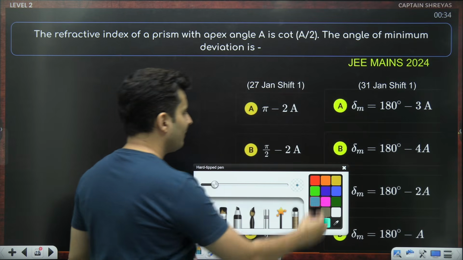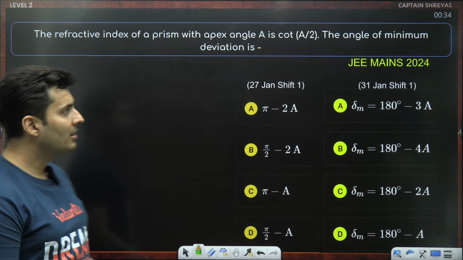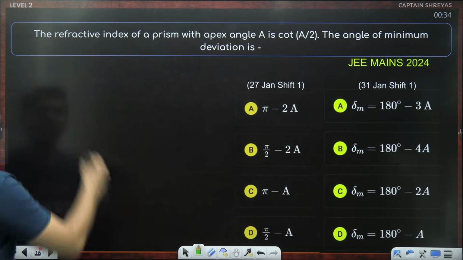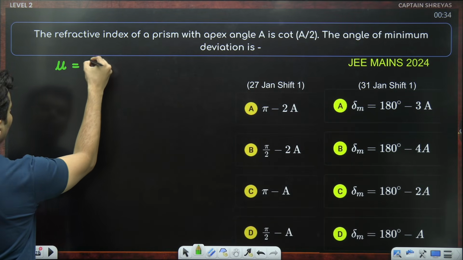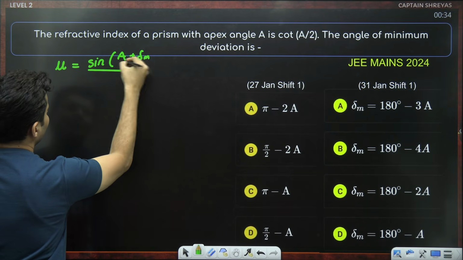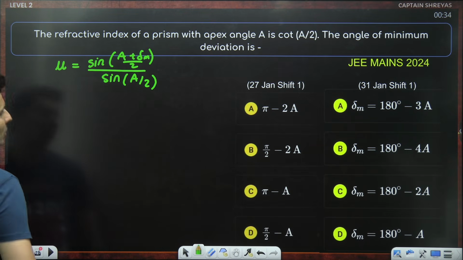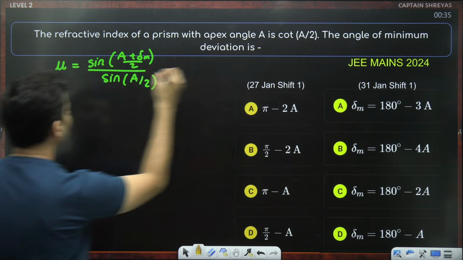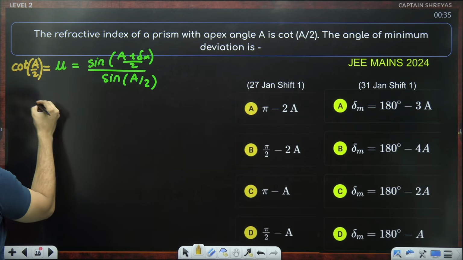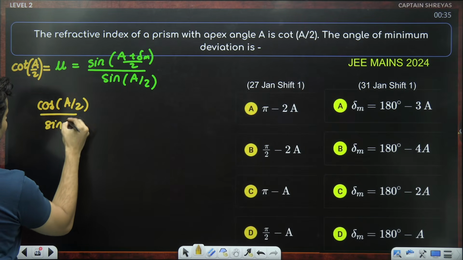The question is: find the minimum deviation angle if the refractive index is given. Refractive index, angle of prism, minimum deviation. There is only one formula, which is mu is equal to sine of (A plus delta minimum) by 2 upon sine of A by 2. Now this mu is already mentioned to me that it is cot of A by 2. Now what is cot of A by 2? It is basically cos divided by sine.